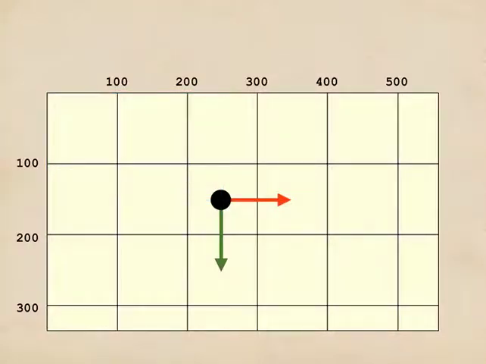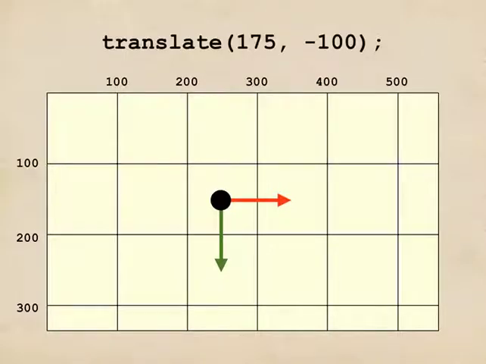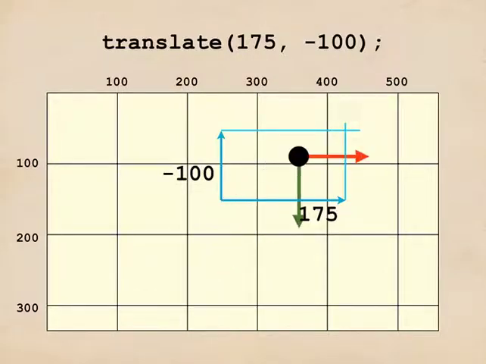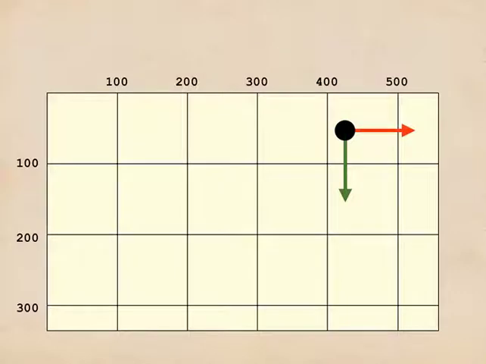Let's look at another example. This time I'll translate 175 units in X and minus 100 in Y. So I draw a blue arrow that's 175 units in X, and now a blue arrow that's minus 100 in Y. That means it's pointed up because it's a negative value of Y. Now I'll draw my little construction lines, and where they intersect, that's the new location of the origin. So we just move the coordinate system there, and we're set.